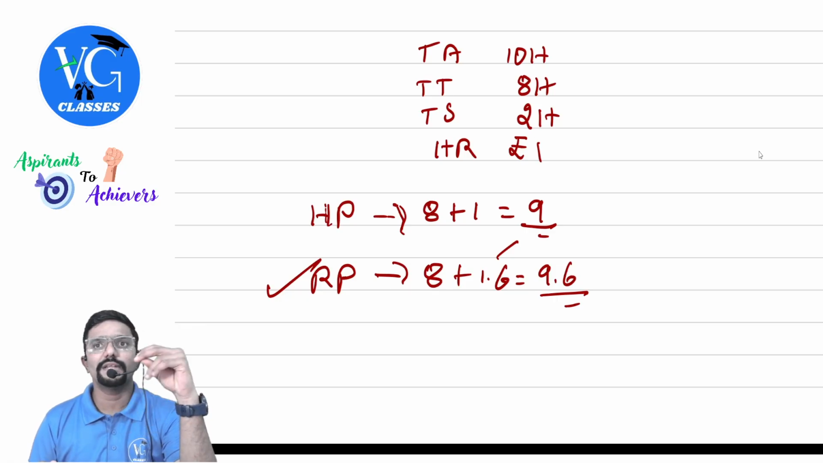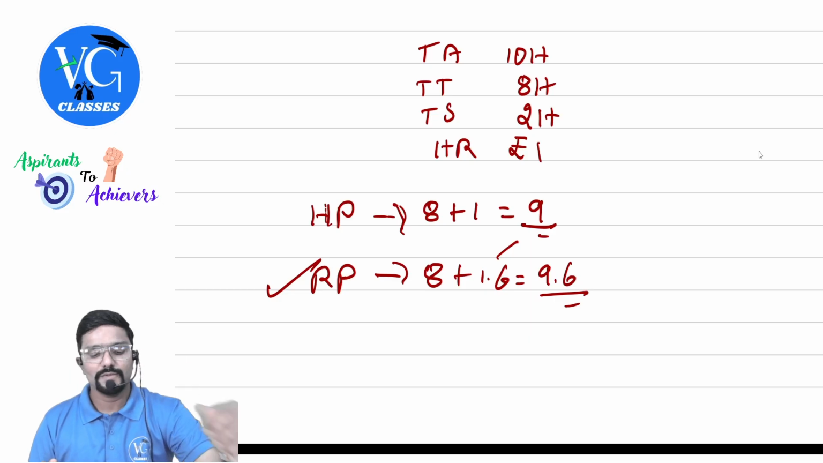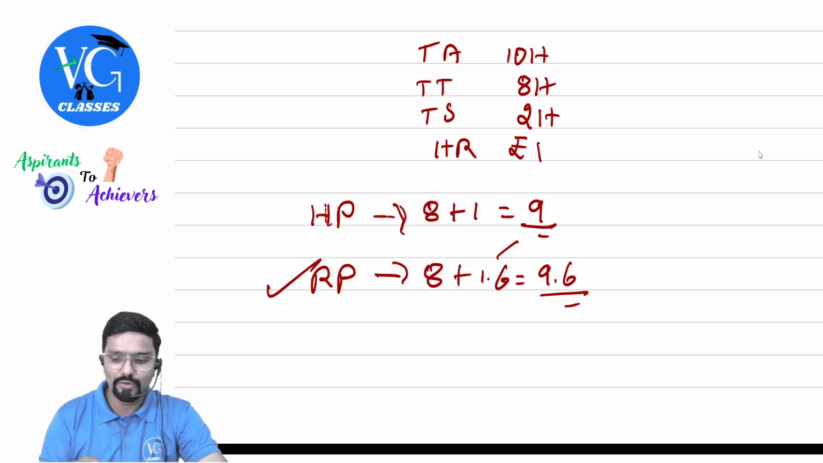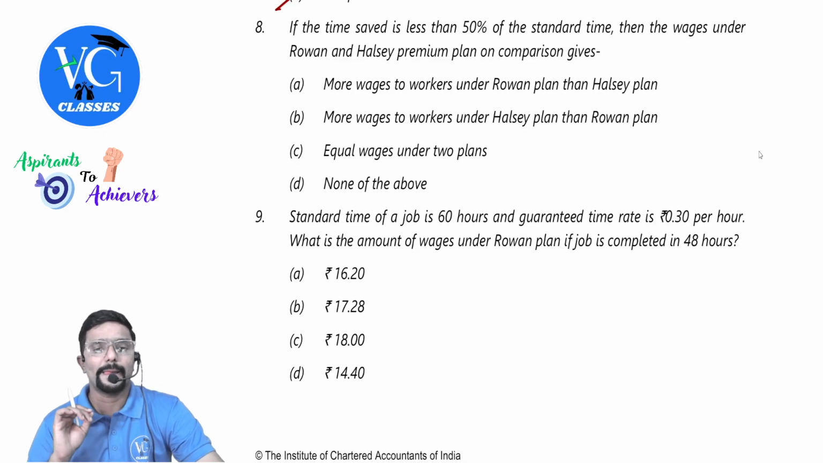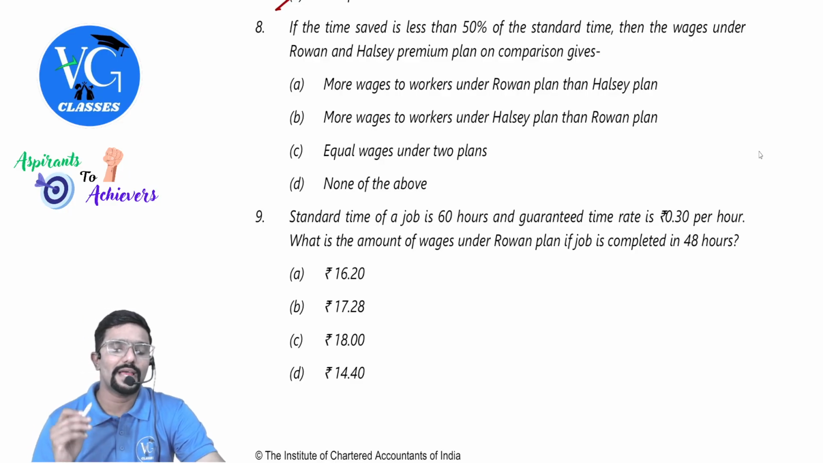You are getting 1.6 only now? Yes. So now under Rowan plan it is more. Under Rowan plan it is more, guys. More wages to workers under Rowan plan than Halsey plan.